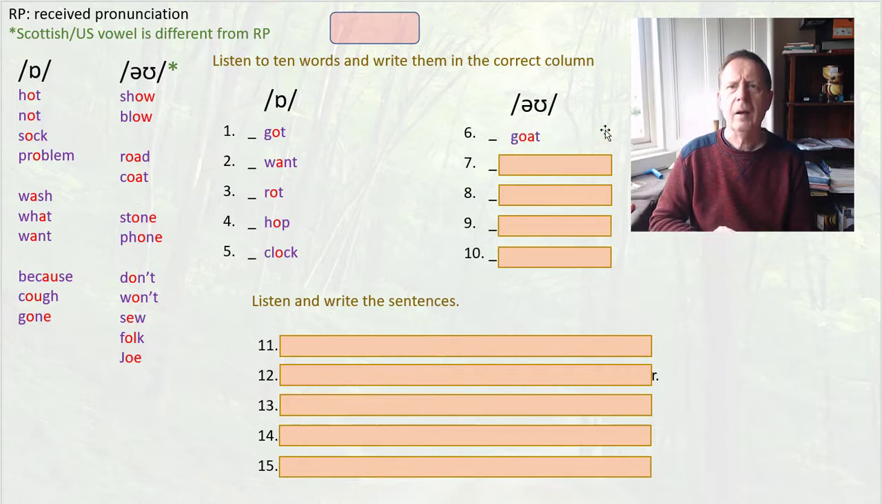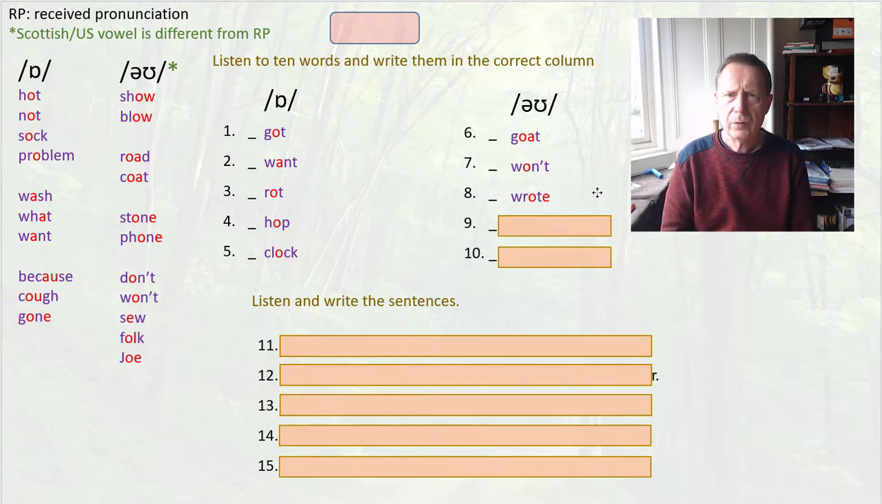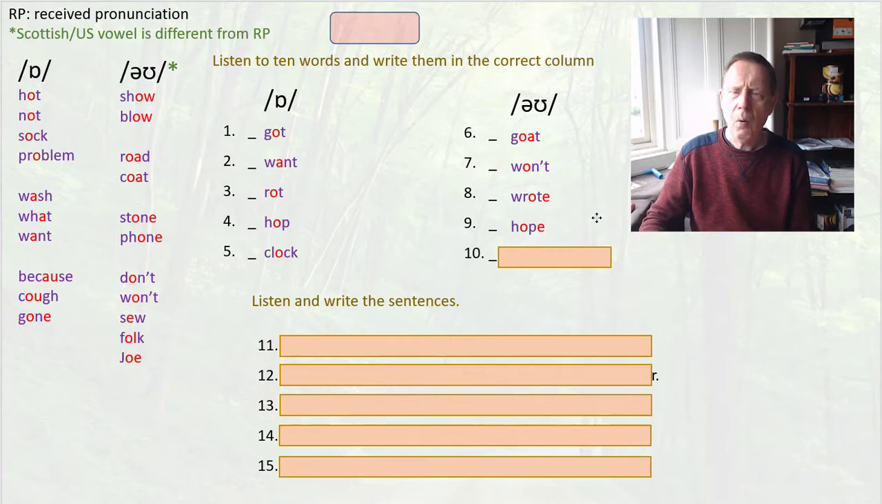Number 6, goat. Number 7, won't. Number 8, wrote. Number 9, hope. Number 10, cloak.